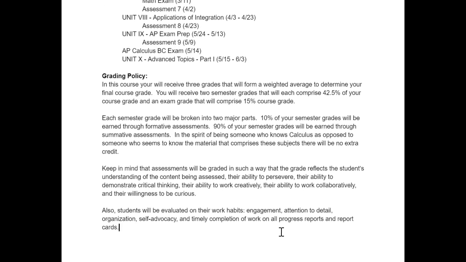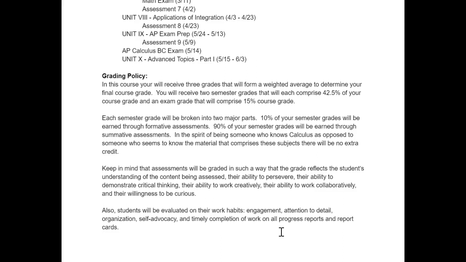Grading. This is pretty straightforward, I believe. Essentially, you're going to get 2 semester grades, a first semester grade and a second semester grade. Those get averaged, and that gives you most of your course grade. 15% of the course grade will come from your exam grade, that's that March exam. So if you take 42 and a half and 42 and a half, I believe that comes up to 85. And 85 and 15 is 100% of your grade. So 2 semesters and 1 exam grade comprise your entire grade.